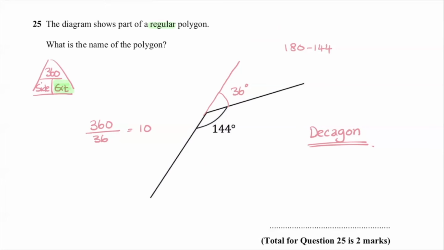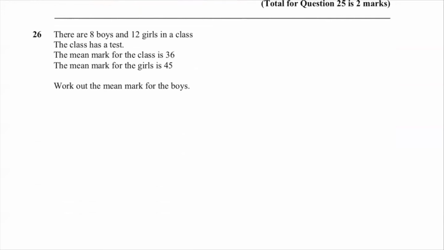It really massively helps. Okay, there are 8 boys and 12 girls in a class. The class has a test. The mean mark for the class is 36. And the mean mark for the girls is 45. And we've got to work out that mean mark for the boys.